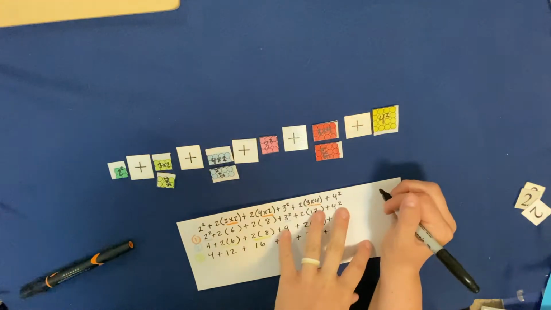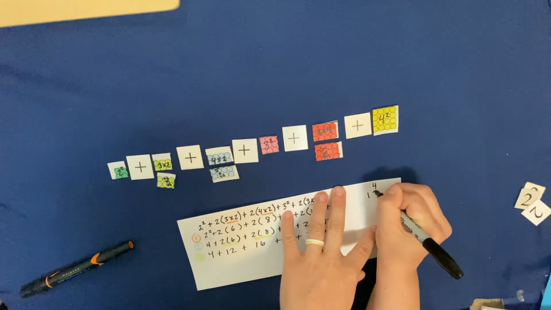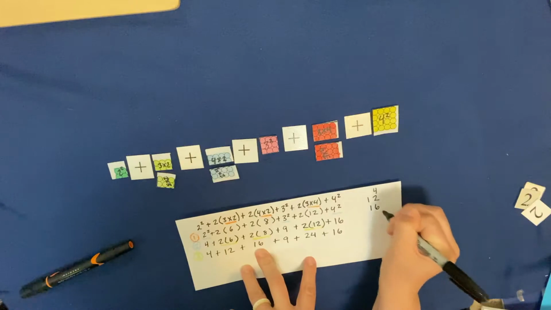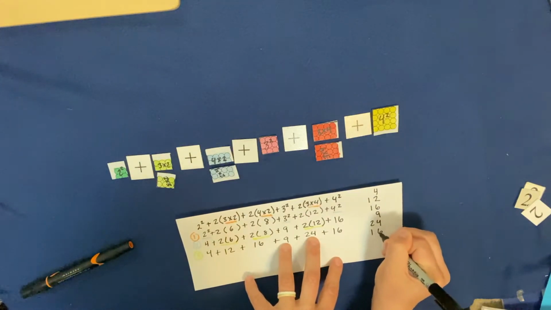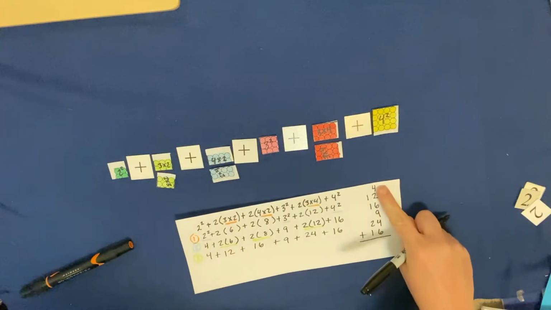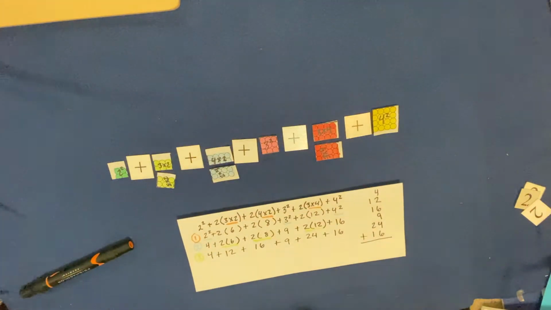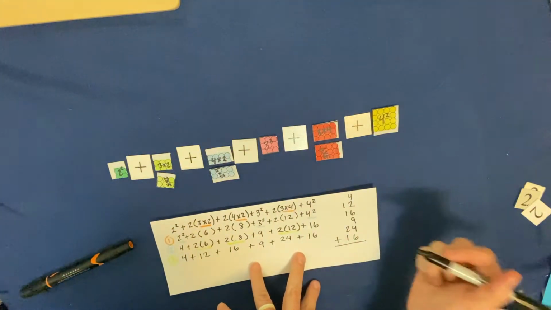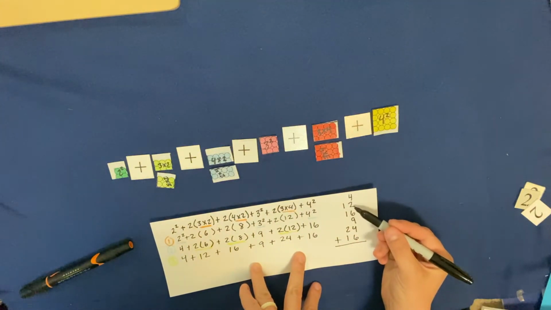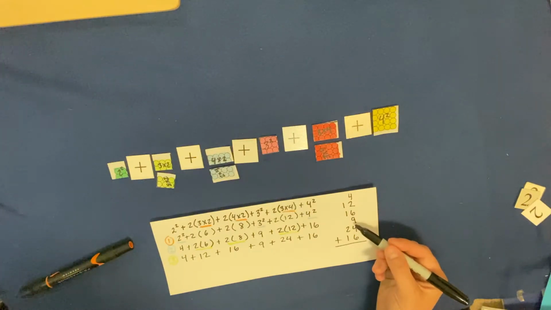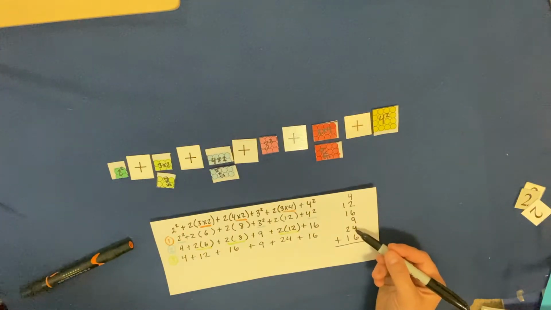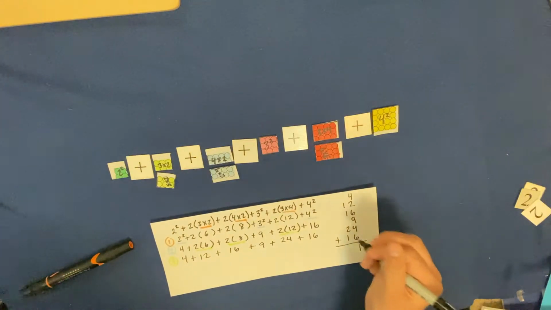So again, I'm going to stack these. 4, 12, 16, 9, 24, 16. Again, I'm being very careful to make sure all of my units are lined up and all my tens are lined up. Let's go ahead and do this addition problem. We have 4 plus 2 is what? 6. 6 plus 6 is 12. 12 plus 9 is 21. 21 plus 4 is 25. And 25 plus 6 is 31.